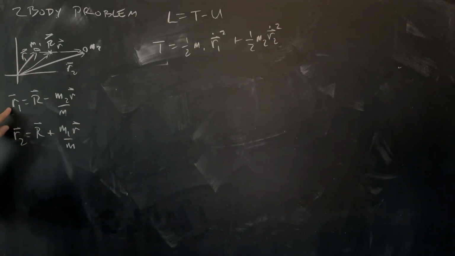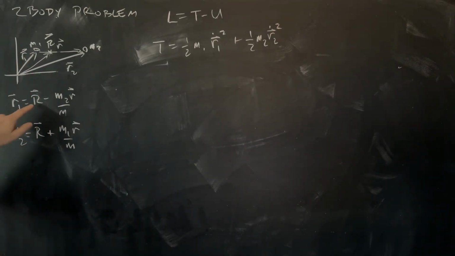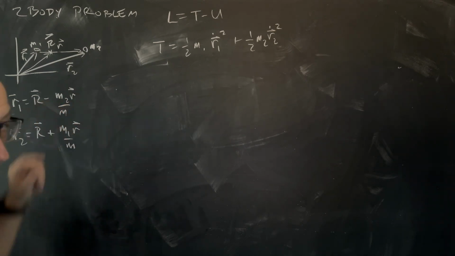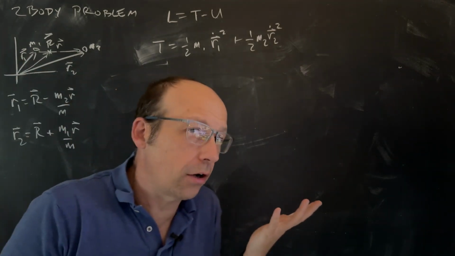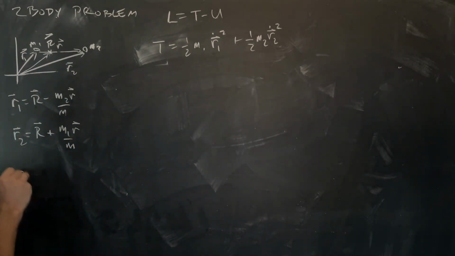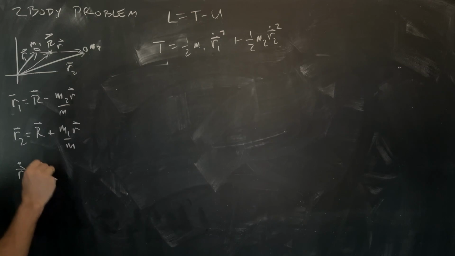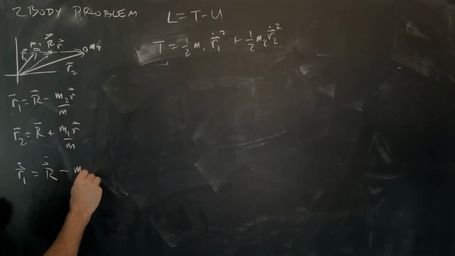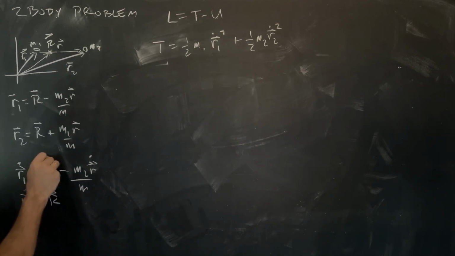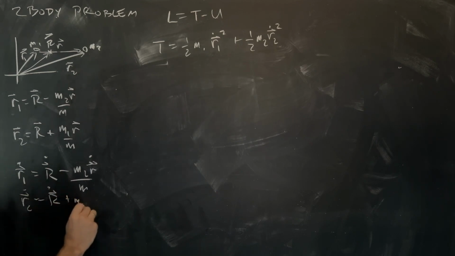So if I take the derivative of this, I get the derivative of r plus minus m2 over m times the derivative of this r. So the derivatives still work. Everything's in Cartesian coordinates, so I can still do that. Let me just write that out here. I'll erase this later. r1 dot is equal to R dot minus m2 r dot over m. That does work. And the same thing over here: r2 dot equals R dot plus m1 r dot over m.